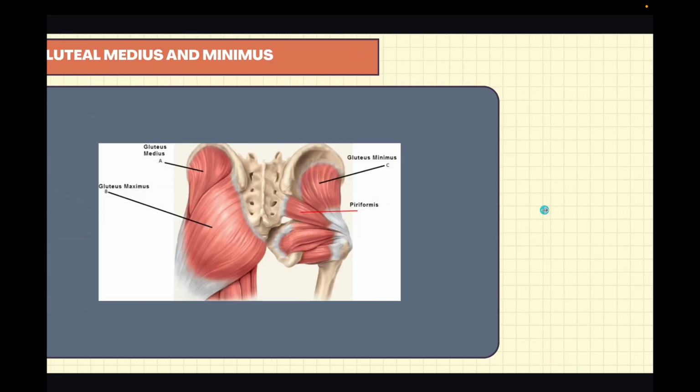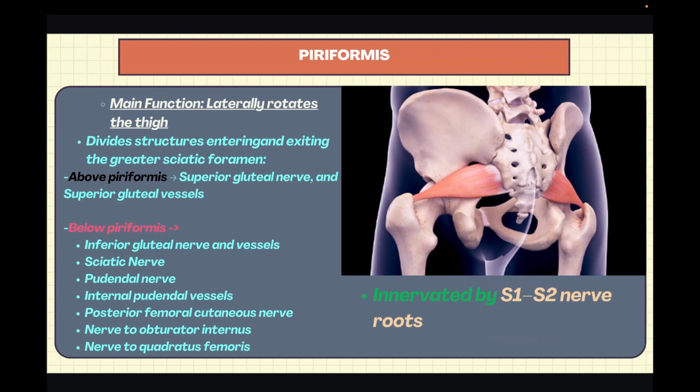And now we're going to talk about the piriformis. The piriformis is a very important muscle, and it has multiple things that you need to know about it. What's the main function of the piriformis? Its main function is to laterally rotate the thigh, and it divides the structures entering and exiting the greater sciatic foramen. As you can see here, this is the piriformis, and this is the greater sciatic foramen, and it divides the structures exiting from it. Above the piriformis, you're going to have the superior gluteal nerve, and below it, you're going to have the inferior gluteal nerve. That's how you can differentiate between them.